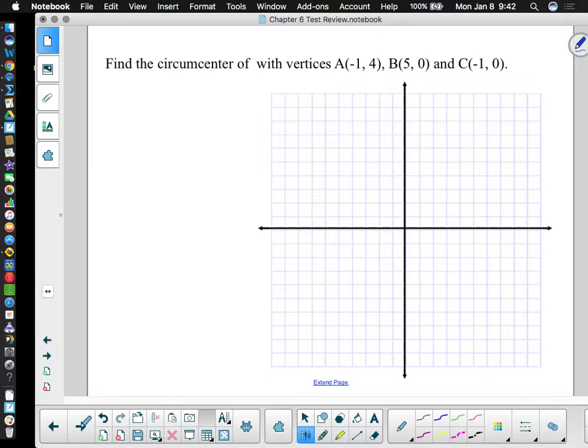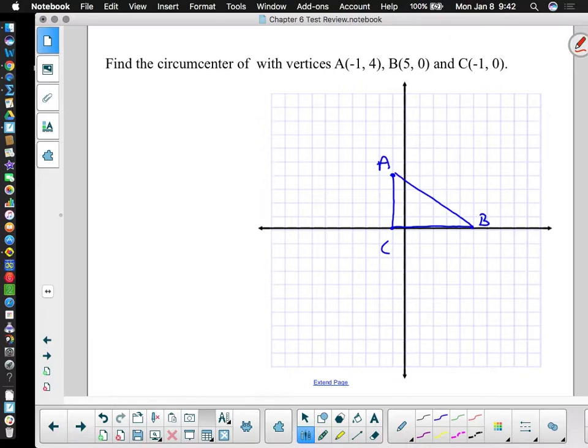So my points are at negative 1, 4, 5, 0, and negative 1, 0. It is intentionally set up to be a nice, simple triangle to work with, because if I know it's perpendicular bisectors, it's going to be really easy to find. To get to perpendicular bisectors, I start by finding the midpoint of each side, because it's a bisector, it has to go through the midpoint.